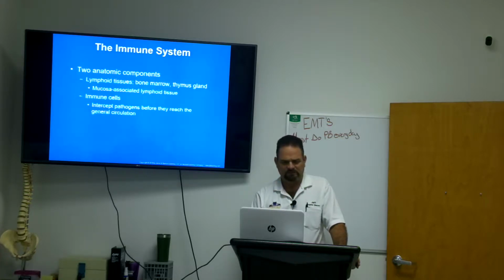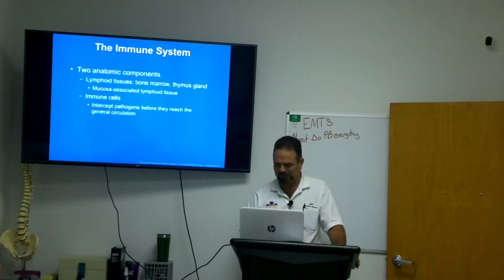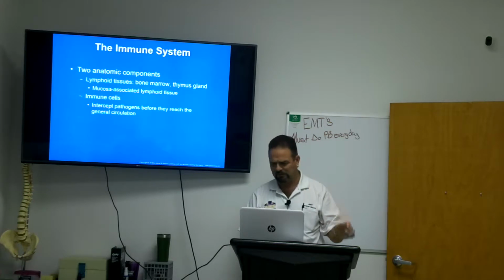Okay, so the immune system has two anatomic components: lymphoid tissues and immune cells. The two primary lymphoid tissues are bone marrow and the thymus gland. The red bone marrow, which is found in the bones of children and in some adult bones, is essential for the formation of mature blood cells, and it also produces B lymphocytes. Your T lymphocytes originate from the precursor cells of the bone marrow, leave the bone marrow, and mature in the thymus gland.